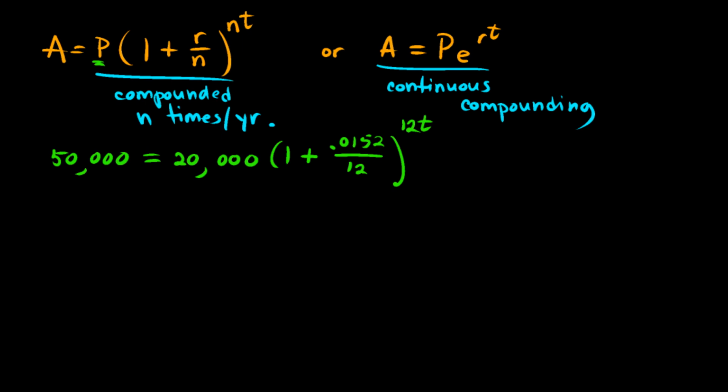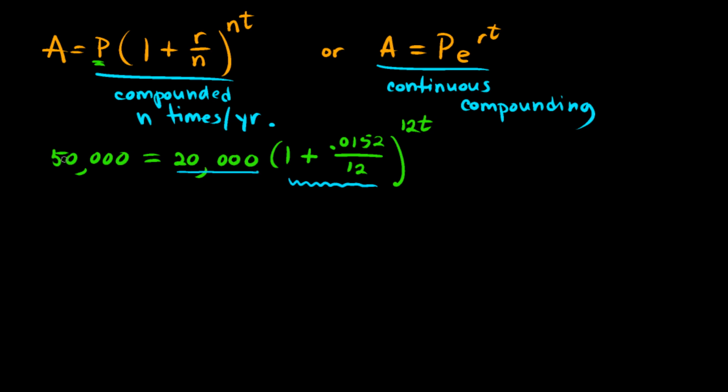And if this was continuous, again, A would be 50,000, P would be 20,000, E is a constant, roughly 2.718, raised to the 0.0152 t power. So it's actually a little bit easier to do a problem where it's continuous than it would be over here. So the first thing you would do is find this value, or you could divide both sides by that value. And in fact, that's what we'll do.